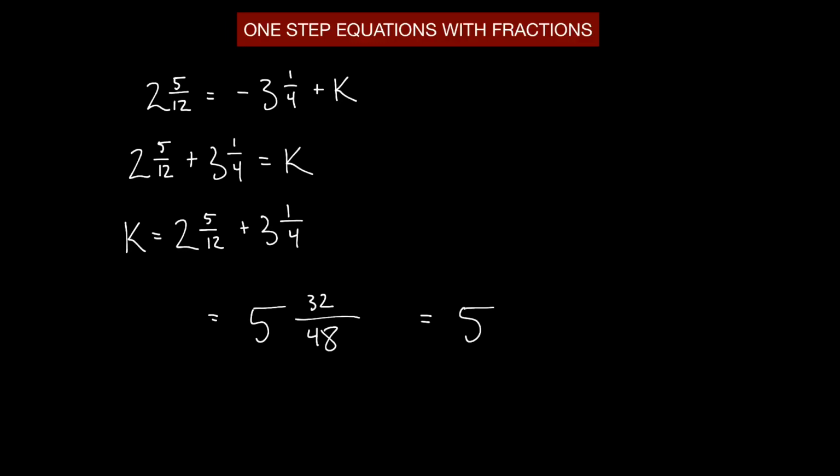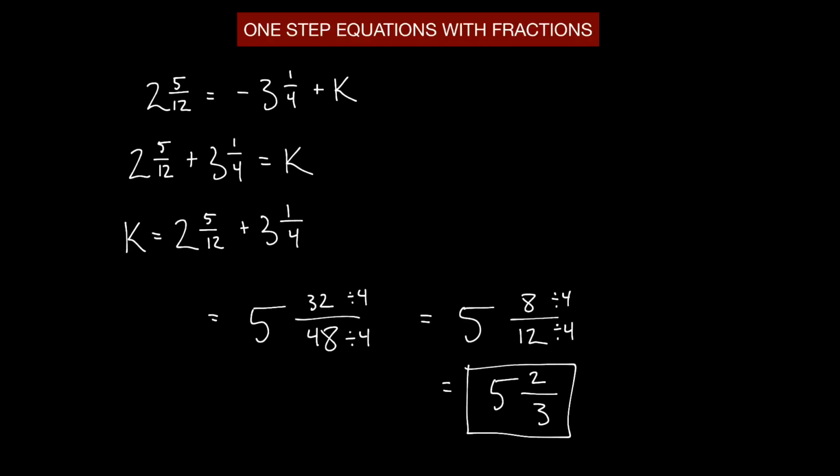We're going to call that 5 and, let's see, 32 and 48. Well, we know both are divisible by 4. 32 divided by 4 is 8. 48 divided by 4 is 12. Okay, we could go even further than that. We could divide each by 4 again. 8 divided by 4 is 2. 12 divided by 4 is 3. So our final answer is 5 2/3.